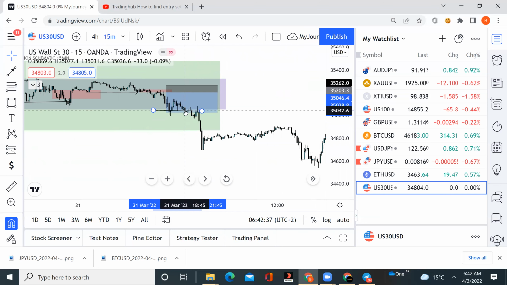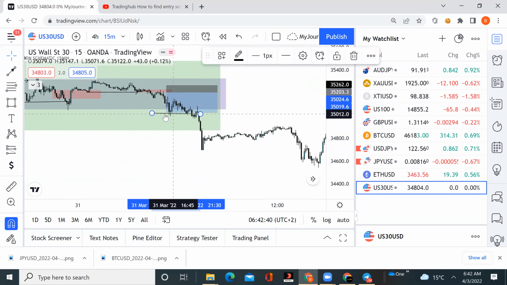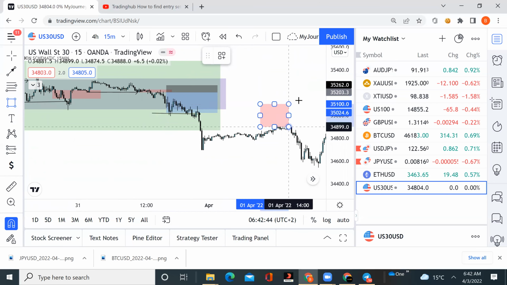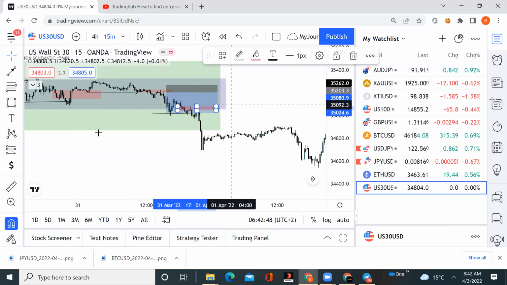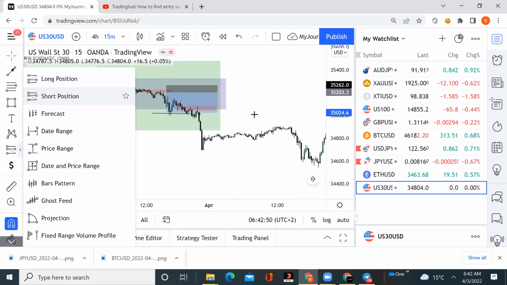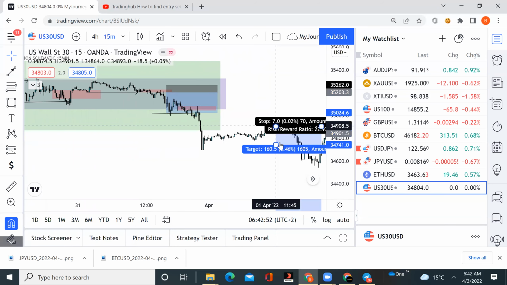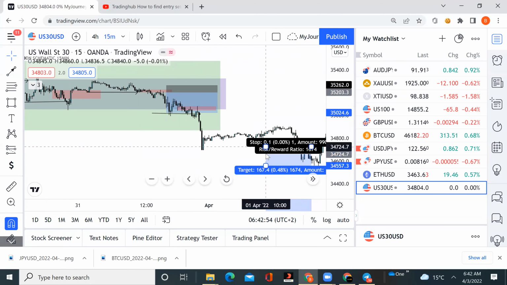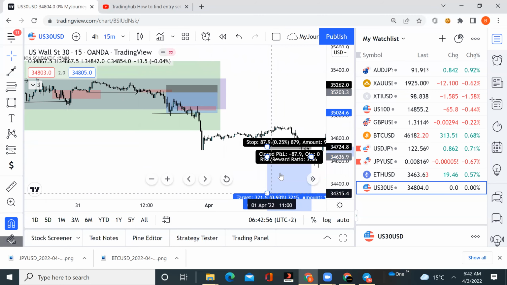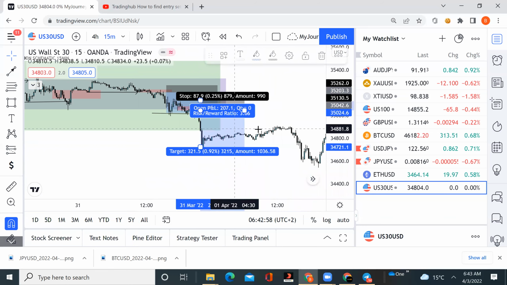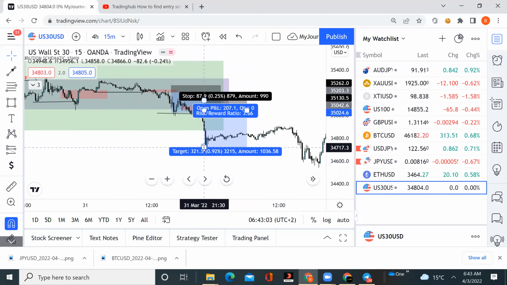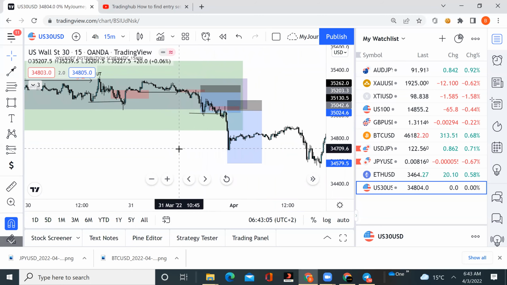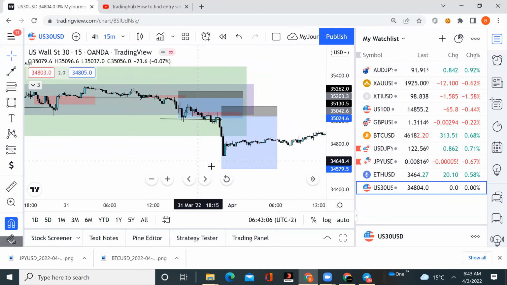As you see, we could have gotten another setup here where we broke structure of that low there. We could have entered here again, and that would have been another setup in itself. Remember, don't be too strict on the stop loss size. You can make it quite big if you want to. And there we could have targeted 1:5 or whatever.